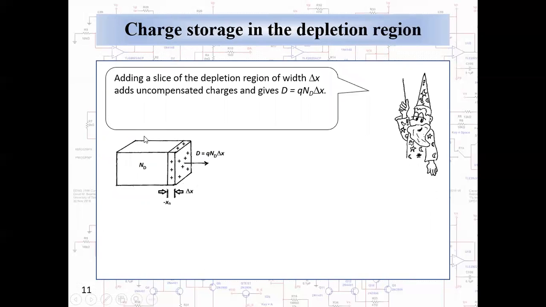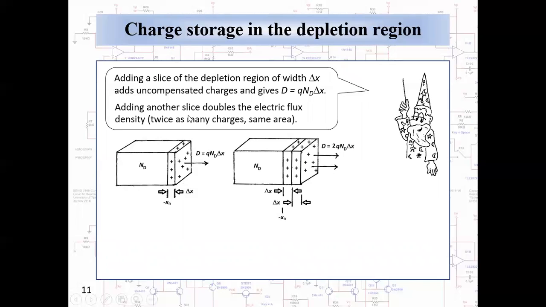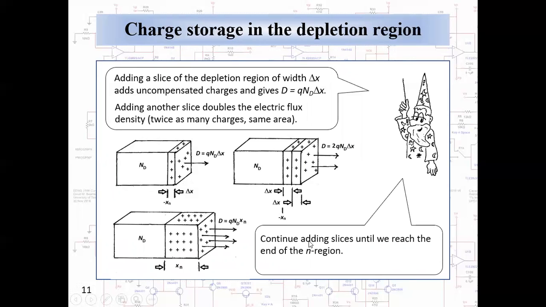Now let's add a slice of the depletion region with width delta x. That adds uncompensated charges and gives us an electric displacement flux density of q N_D delta x. Now if we add another slice of the depletion region with width delta x, that doubles the electric flux density because we now have twice as many charges in this volume, but the same area through which the displacement flux passes. If we continue adding slices until we reach the end of the n region, we get an electric displacement flux density of q N_D x sub n.